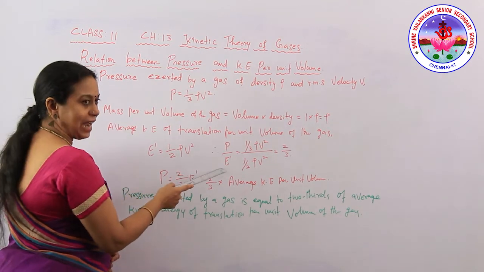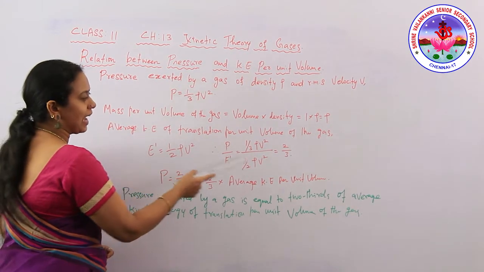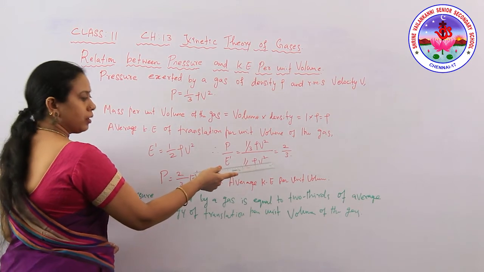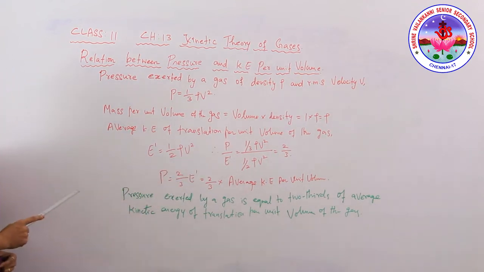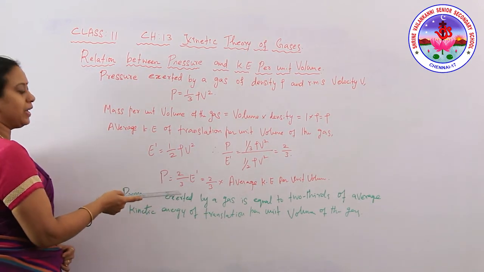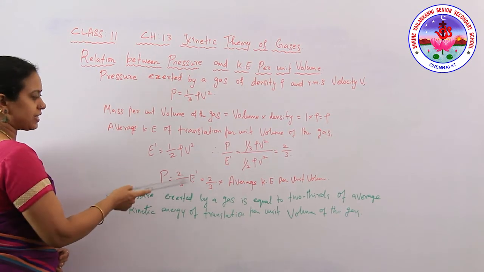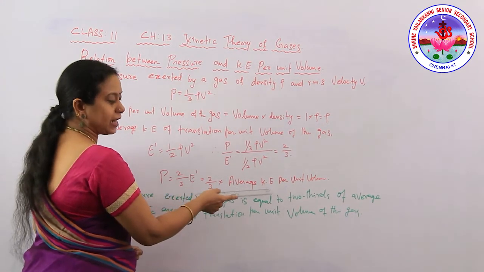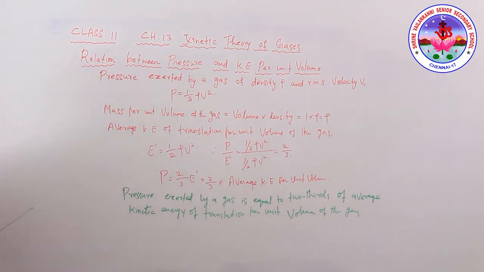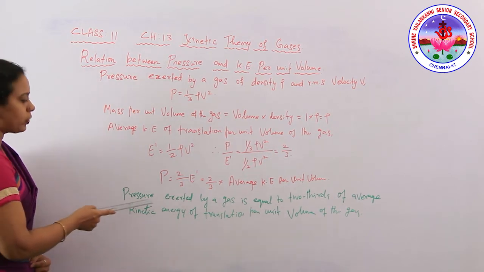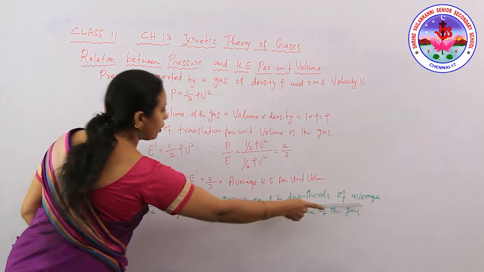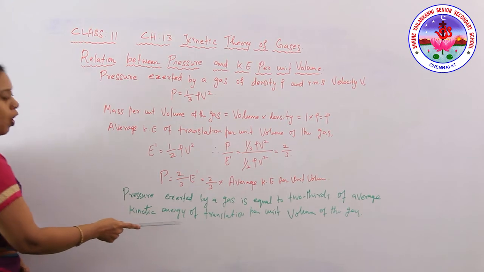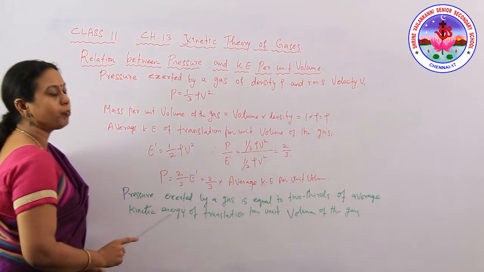So taking P by E dash, we get the value 2 by 3 by simplifying this equation. So P is equal to 2 by 3 times E dash, where E dash is the average kinetic energy per unit volume. Now from this we can say that the pressure exerted by a gas is equal to 2/3 of the average kinetic energy of translation per unit volume of the gas.